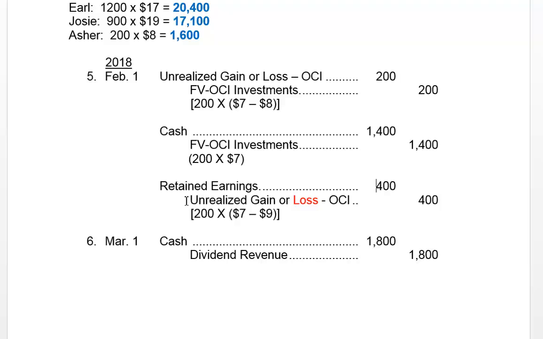And that reclassifies it from a cumulative unrealized loss sitting in OCI, which is a debit balance. If I credit it, it zeroes it out and it moves it into retained earnings. So I'm debiting or reducing retained earnings for that amount of the loss.